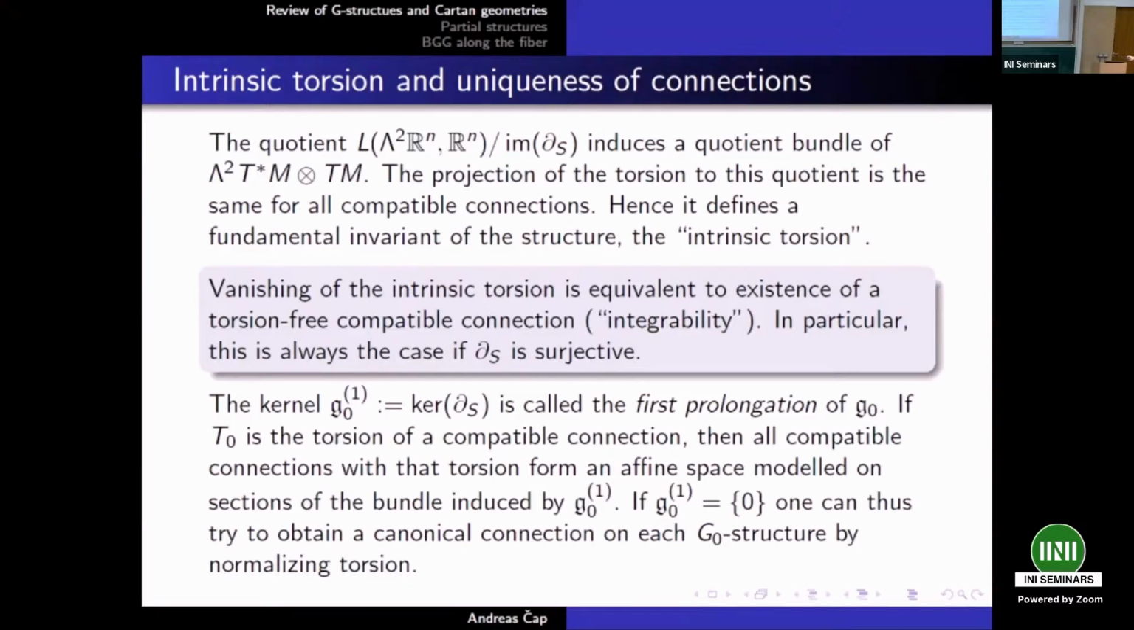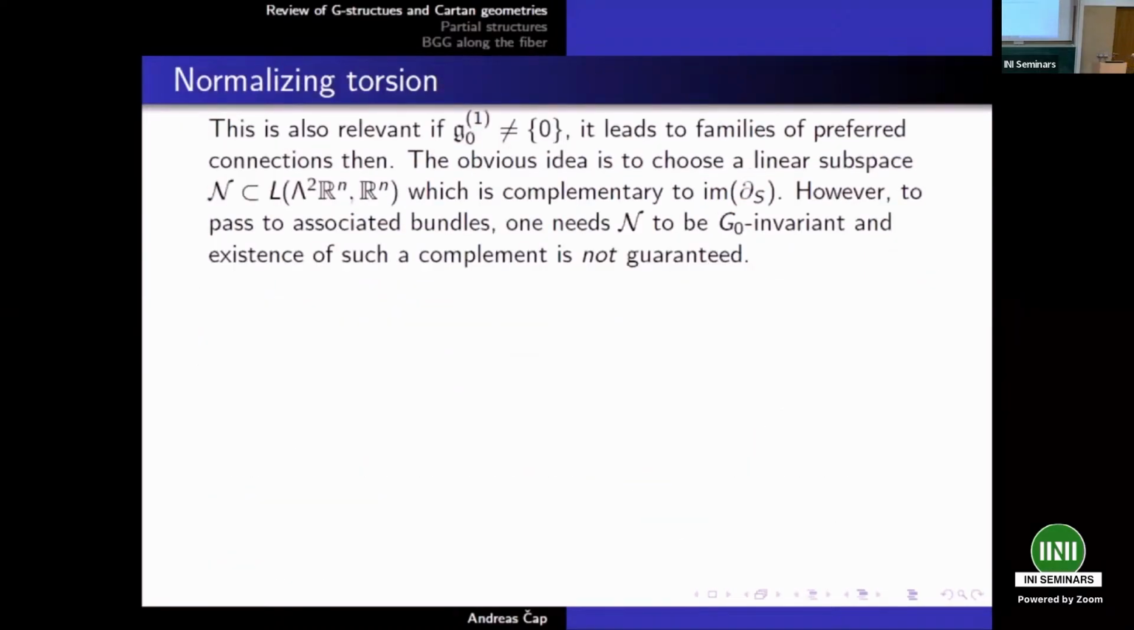However, normalizing the torsion is also an interesting question in the case where this first prolongation is non-trivial, because then it leads to families of distinguished connections rather than a single distinguished connection. Okay, so that's the next thing I want to talk about, normalizing torsion. And as I said already, this is also relevant if the first prolongation is non-trivial, because then you get families of preferred connections.